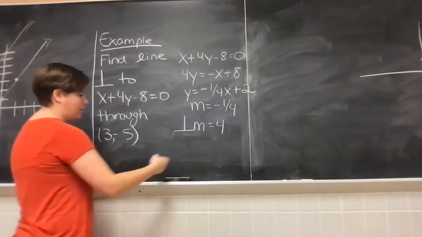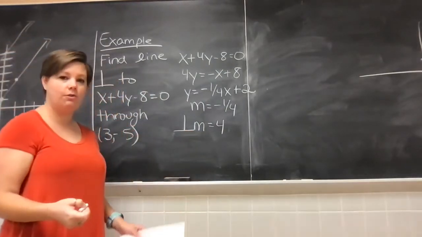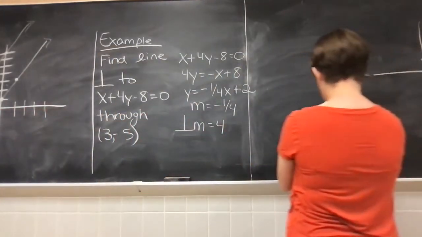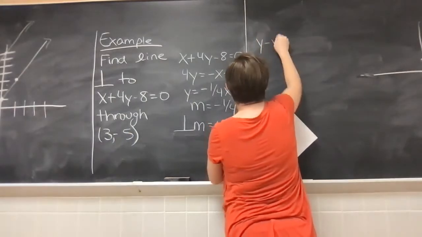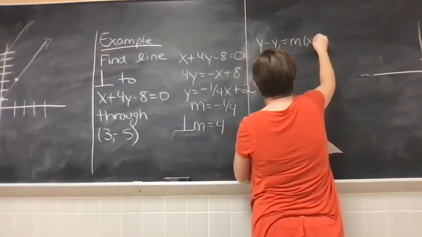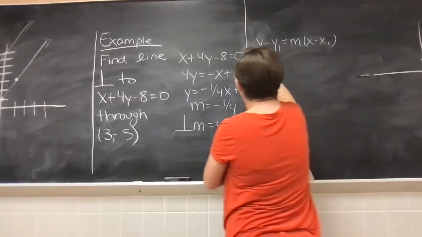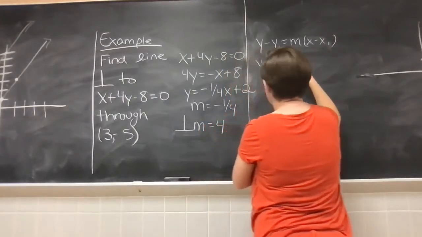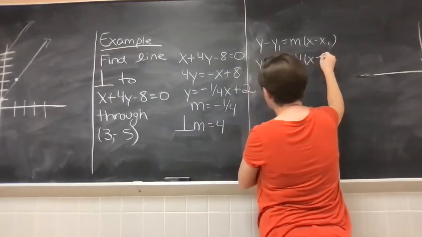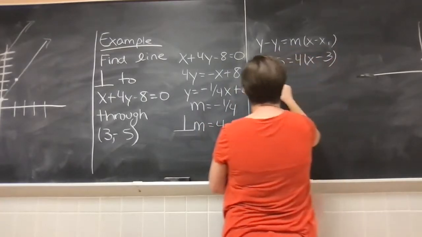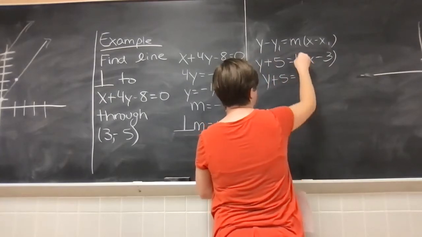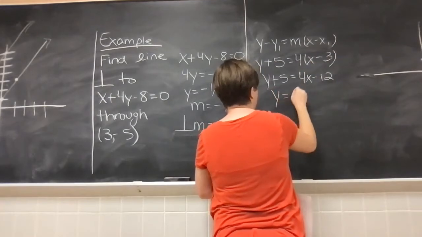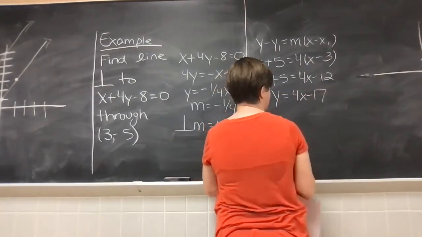Now we have a point. Now we have the slope. Now we're going to use the point slope form just like we did just a minute ago. Let me erase that a little bit. So I have y minus y1 equals m times x minus x1. Y minus my y1 is a -5, so that becomes a plus. My m is 4 times x minus my x1 is 3. Y plus 5 equals, I'm going to distribute my 4 in, so it's 4x minus 12. Y equals 4x minus 17.